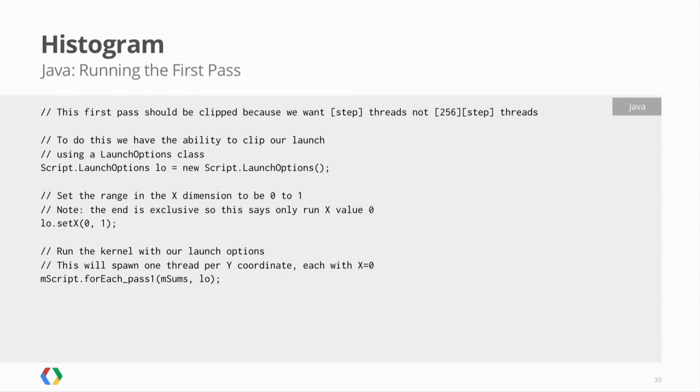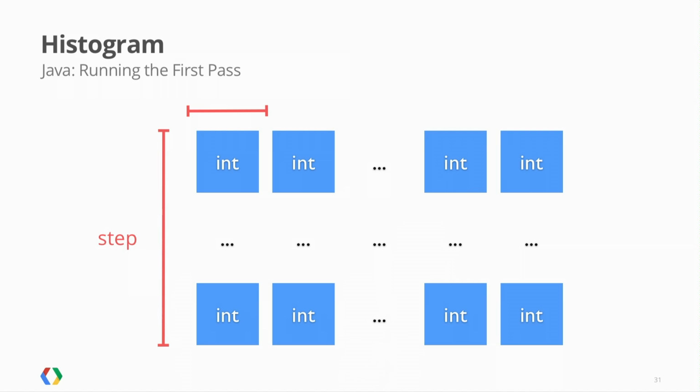We create a launch option structure, and then we set the x range. The first value is inclusive, the second value is exclusive, so that's why you see 0 to 1. And then we do our forEach pass, and coming soon, not only can you specify the input or output allocation, but we actually reflect overloaded versions of this that will take the launch options, if you so choose. And so what does this actually look like running? So we have the allocation we created. The kernel's going to, each time, see x coordinate equals 0, and it's going to see a y coordinate that is the number of steps, as we drew earlier.